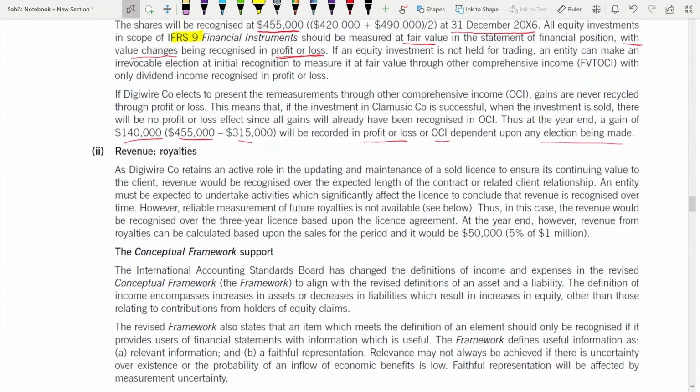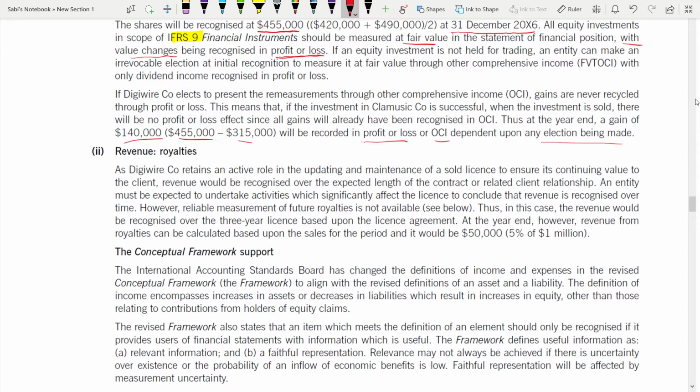So revenue royalty, let's read. As DGY retains an active role in the updating. So because DGY, they have told that they are the one who is going to update and maintain a sold license to ensure its continuing value to the client. Revenue would be recognized over the expected length of the contract or related client relationship.